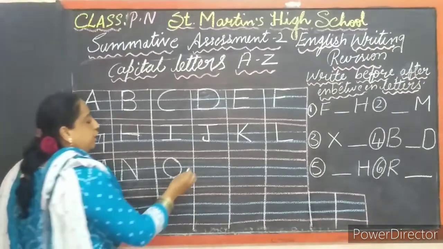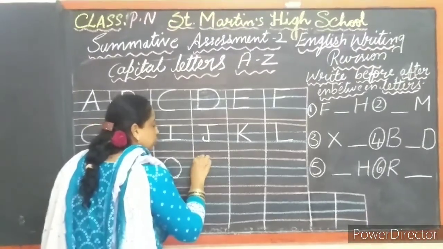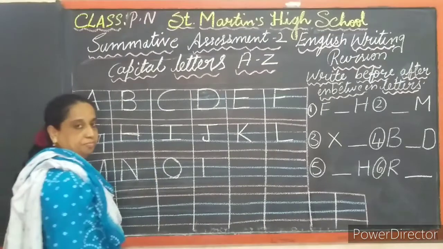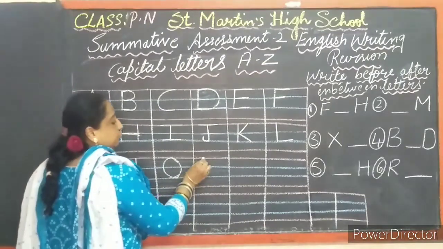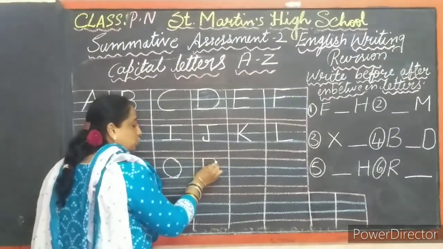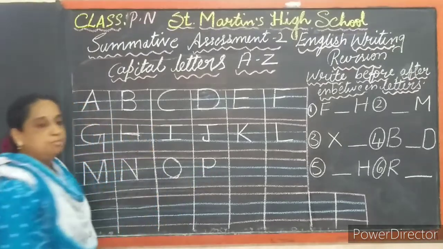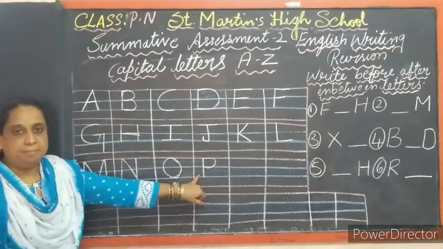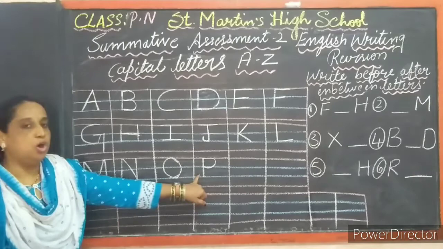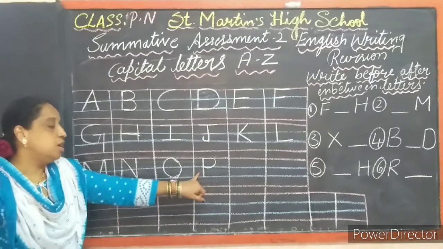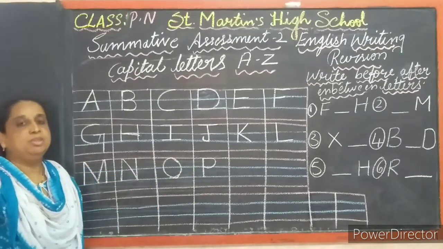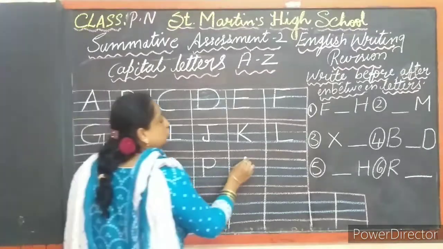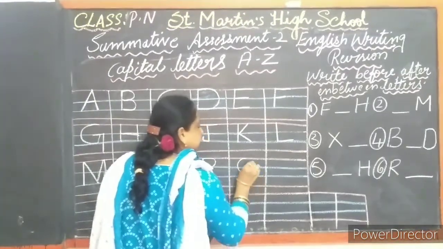P. For P also the same, write one standing line from the top red line to the second blue line, and one right curve from the first red line to the first blue line. Draw one right curve makes letter P. Is it easy, no children? I hope you all are writing the letters with me. Yes. After P, what letter will come? Q. Very good. For Q, you should write one circle first.